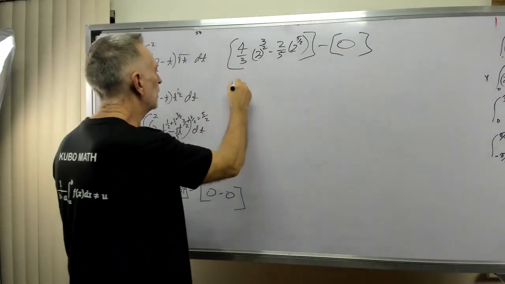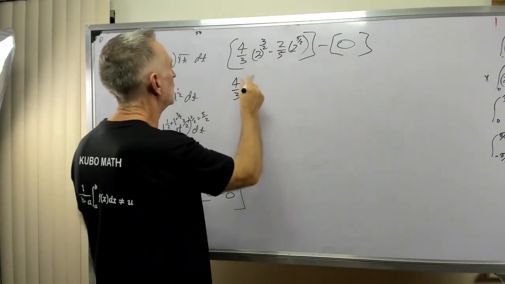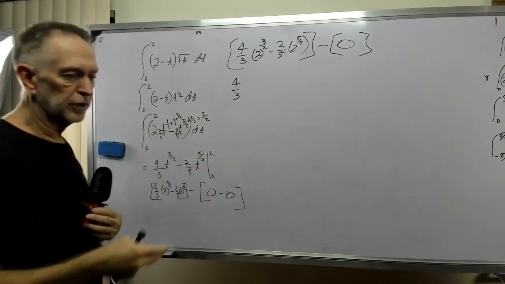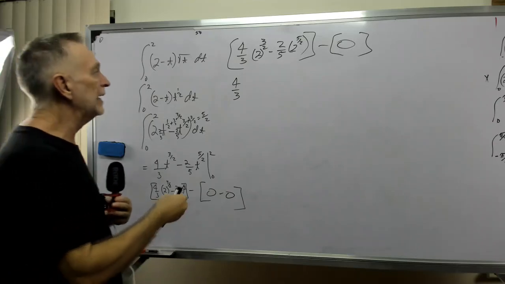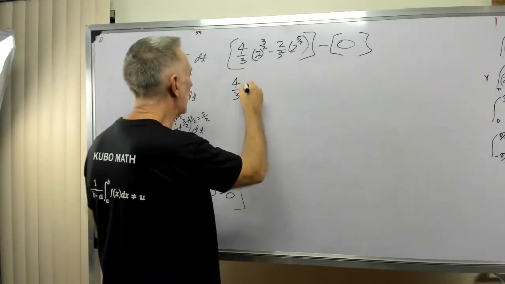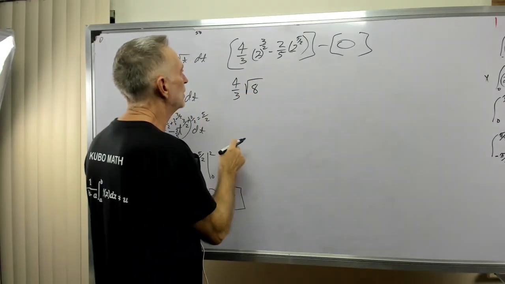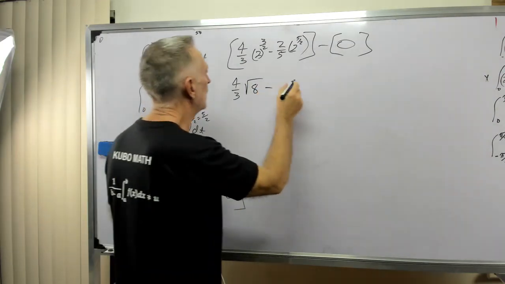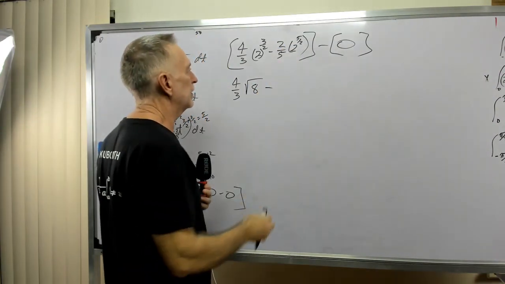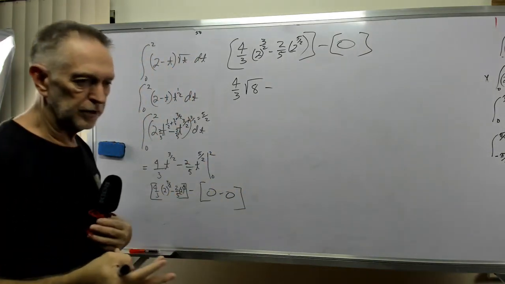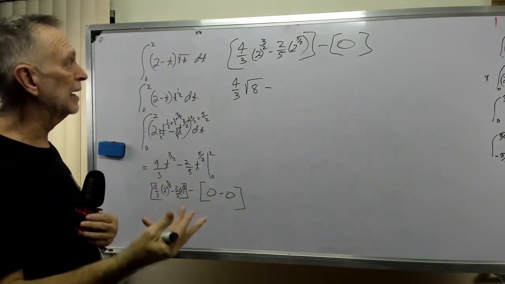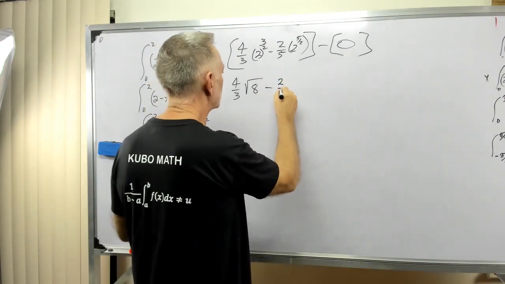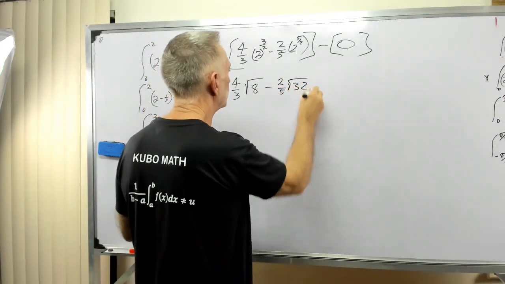Okay, 4/3. 2 to the cube power: 2 times 2 is 4, times 2 is 8. The square root of 8 is what we're dealing with here. Minus 2 to the 5th: 2 times 2 is 4, times 2 is 8, times 2 is 16, times 2 is 32. And now we're trying to take the square root of 32.